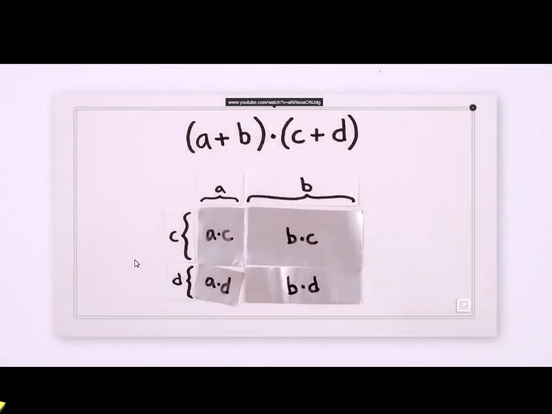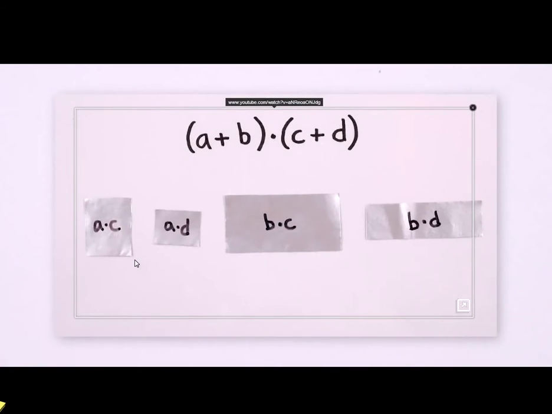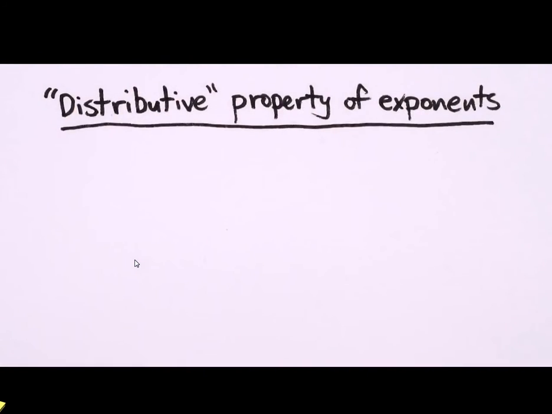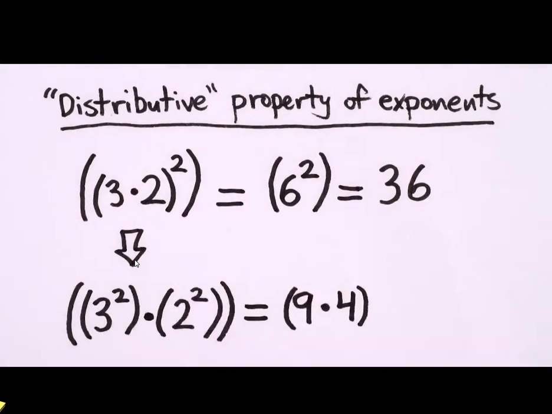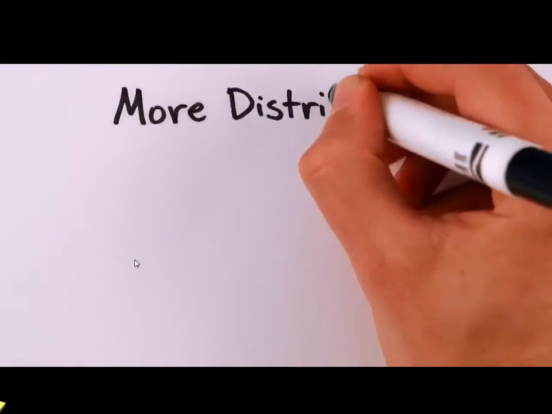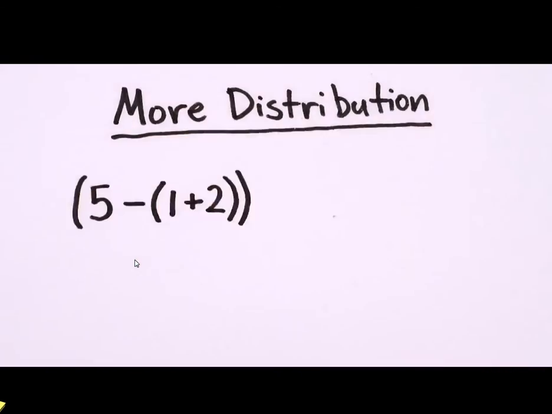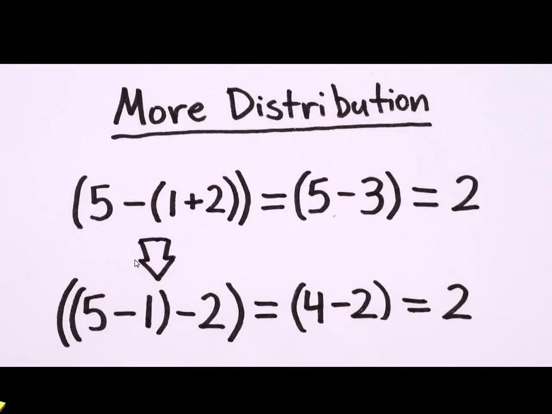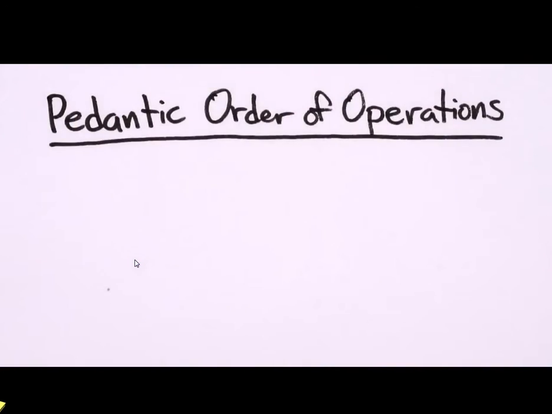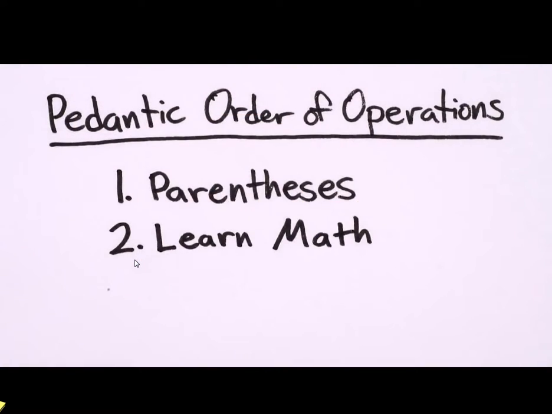One way is to draw rectangles, but I've done that before. The same rearranging can be done for exponentiation and multiplication. 3 times 2 all squared, or 6 squared equals 36, is the same as 3 squared times 2 squared, 36. It even works for addition and subtraction. 5 minus 1 plus 2 is 5 minus 1 minus 2. So the true order of operations is this. Use parentheses and learn what exponentiation, multiplication, addition, and the rest are really doing. Then you can proceed however you want.